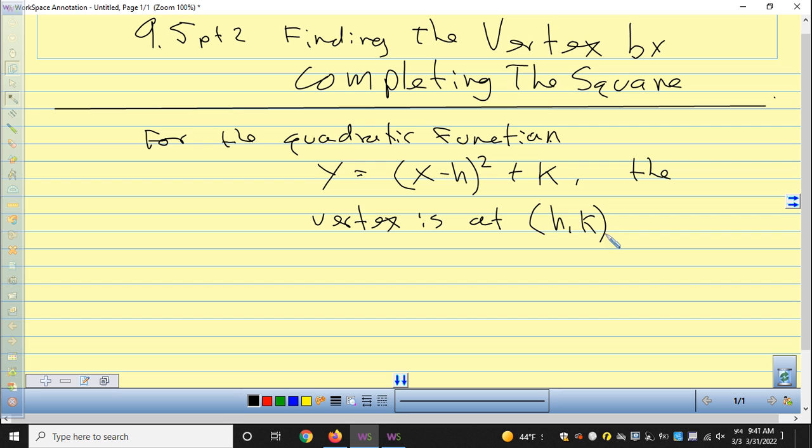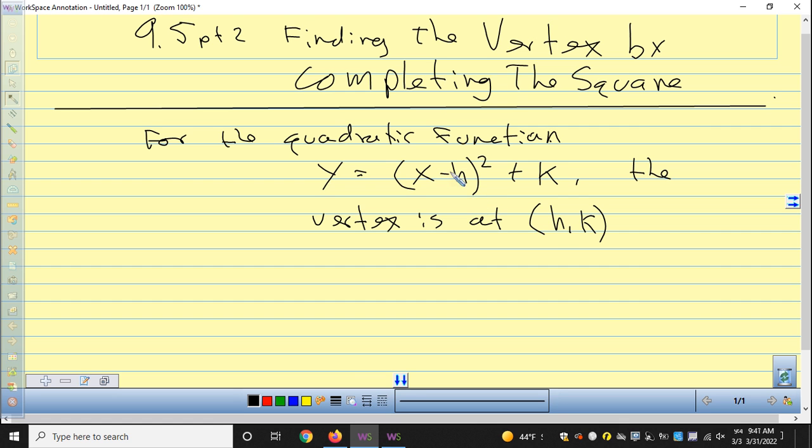Now this is when we completed the square yesterday. This is how we ended up when we were solving our equation. We wrote our equation like this, and then we subtracted this k to the other side and took the square root of both sides. So it's really the same thing that we did yesterday. But when we write it like this, it lets us pick out what the coordinates of the vertex are.